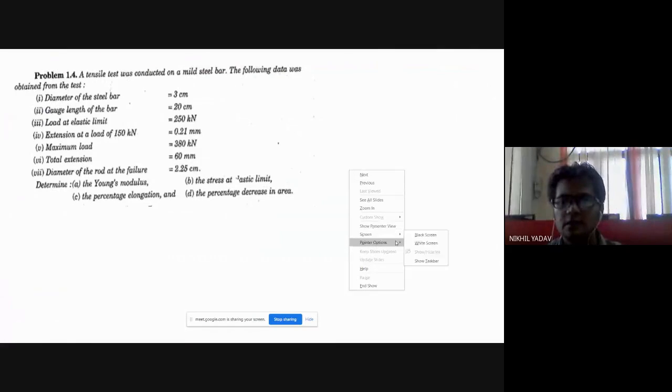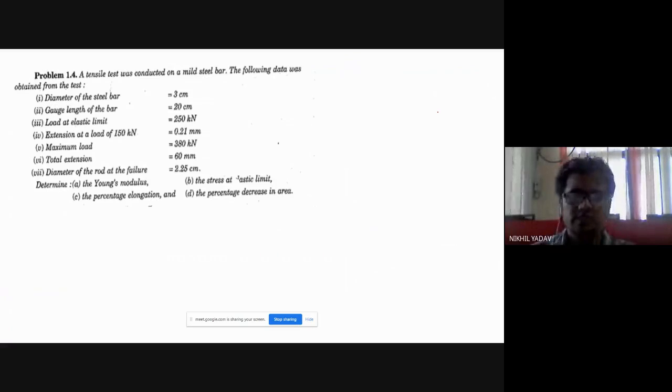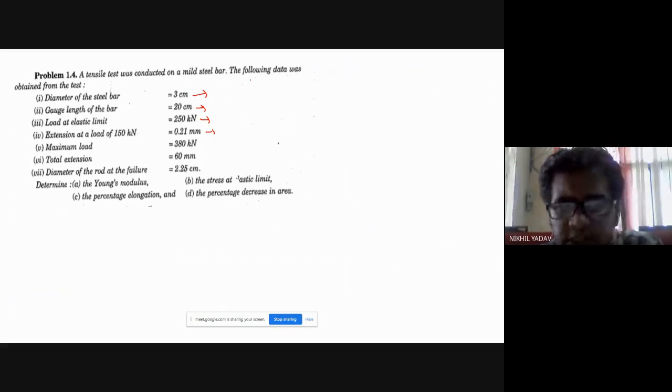Everybody, we will see how to solve one or more numericals on the stress strain diagram. Here are the different values given in the numerical problem. The diameter of the steel bar. Diameter of the steel bar means what?